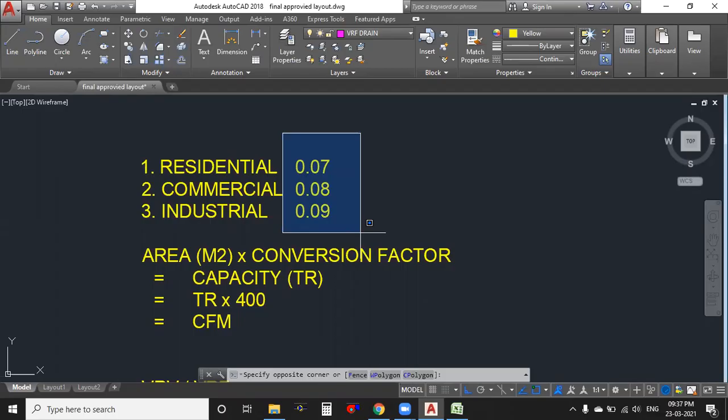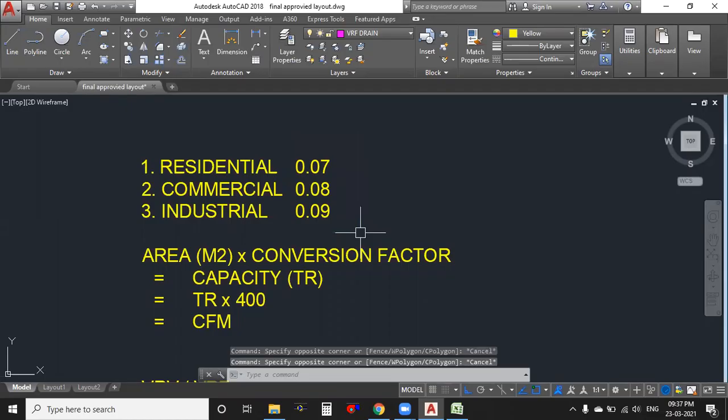Whatever area we have, multiplied by the conversion factor gives the capacity in TR. Then capacity in TR into 400 gives us CFM.